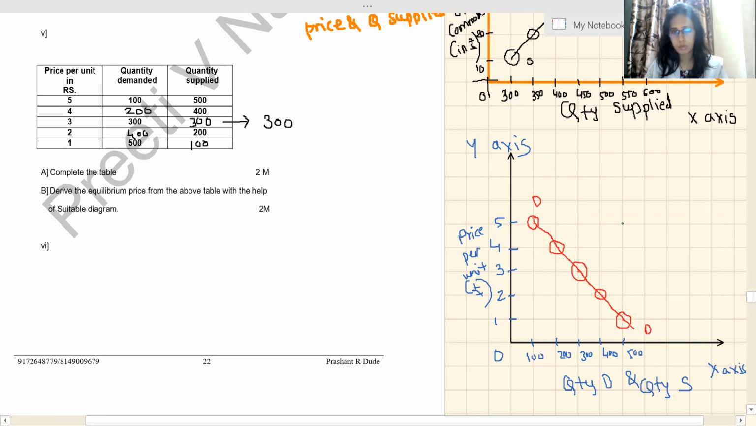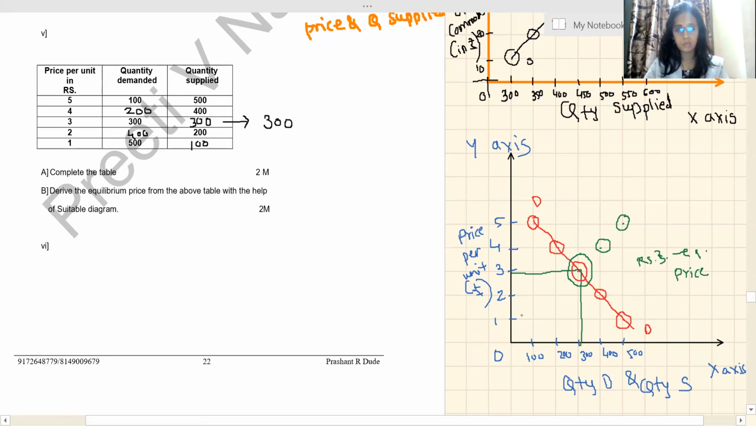Your supply should look like this. Okay, then at rupees 4 it is 400. At rupees 3 this is the equilibrium price. See, this is equilibrium price and this is equilibrium units. Okay, rupees 3 is equilibrium price. Write it properly.